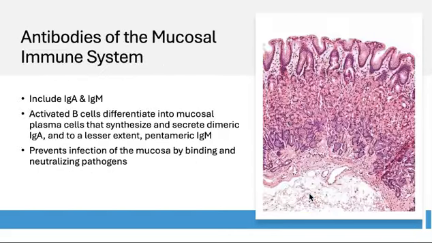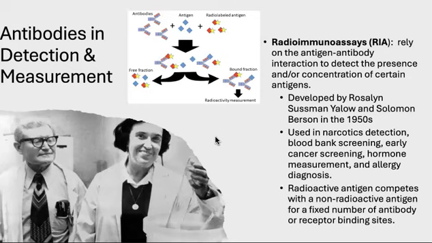And then we've got our antibodies of the mucosal immune system. This is going to include IgA and IgM, and it helps to activate the B cells to differentiate into mucosal plasma cells that'll synthesize and secrete either dimeric IgA and, to a lesser extent, pentameric IgM. And this helps to prevent infection of that mucosa by binding and neutralizing pathogens.